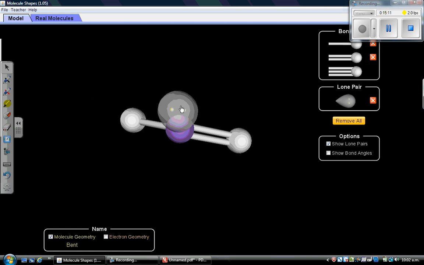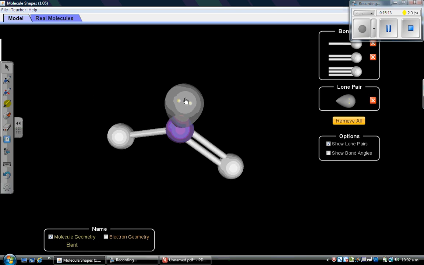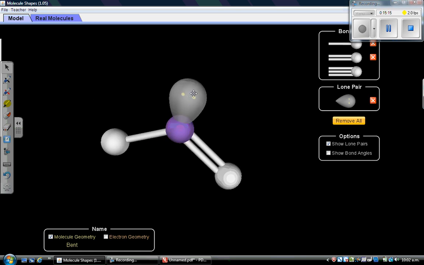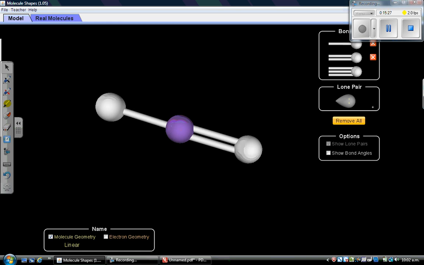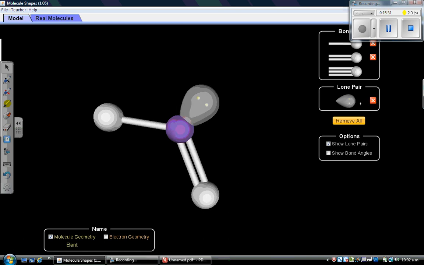There's a theory called valence shell electron pair repulsion theory, or VSEPR, and it's these lone pairs of electrons plus bonding pairs repelling each other that influences the shape of this molecule. So currently it's bent. If I remove the lone pairs, watch what happens to the shape. It becomes linear. So the lone pairs have a big influence on the overall shape of the molecule, so don't eliminate them when you're drawing your Lewis diagrams.